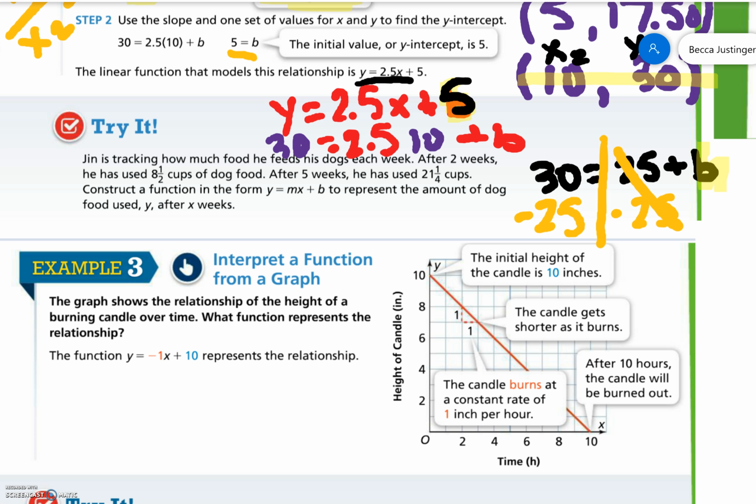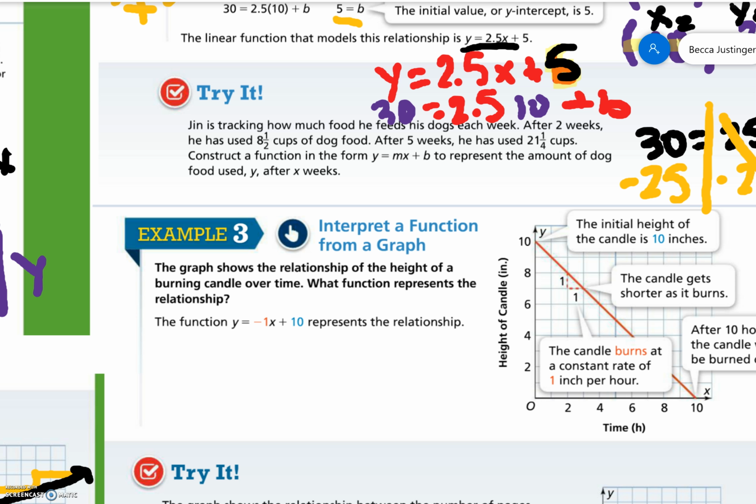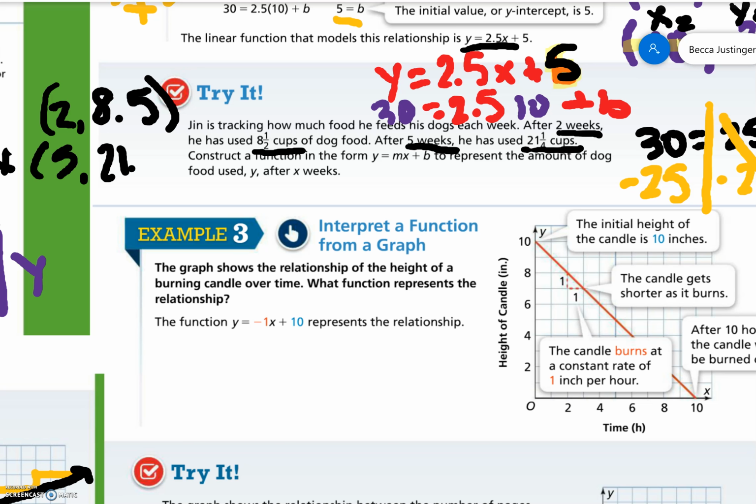Let's try it. Jin is tracking how much food he feeds his dogs each week. After 2 weeks, he used 8.5 cups of dog food. After 5 weeks, he used 21 1/4 cups. Construct a function in the form y equals mx plus b to represent the amount of dog food used y after x weeks. So I've got 2 weeks with 8.5 cups. So I'm going to write that as 2, 8.5. And then 5 weeks with 21 1/4. So I'm going to write that as 5, 21.25.